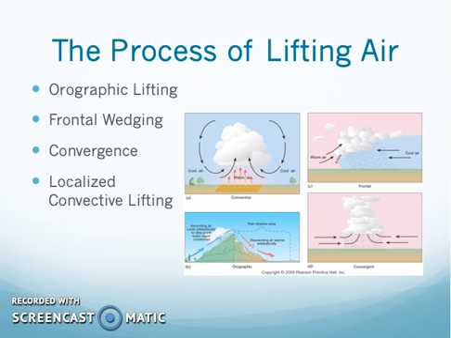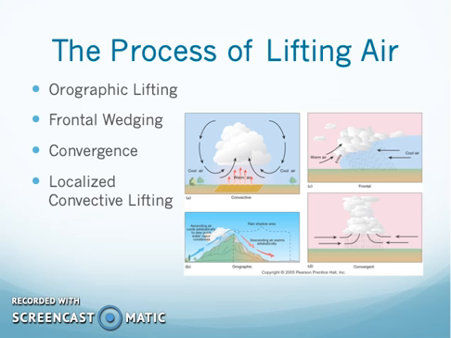Next, we're going to talk about the process of lifting air. There are 4 different processes. These are the orographic lifting, frontal wedging, convergence, and localized convective lifting. So the 4 pictures on the right side kind of give a good description of it all. If you look on the bottom left one, this is the orographic, and orographic basically is when air comes in contact with the side of a mountain, causing it to rise.